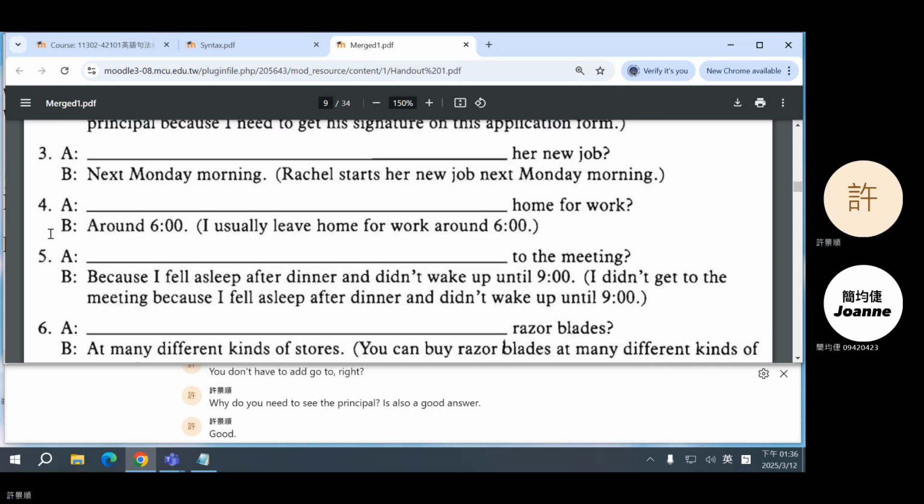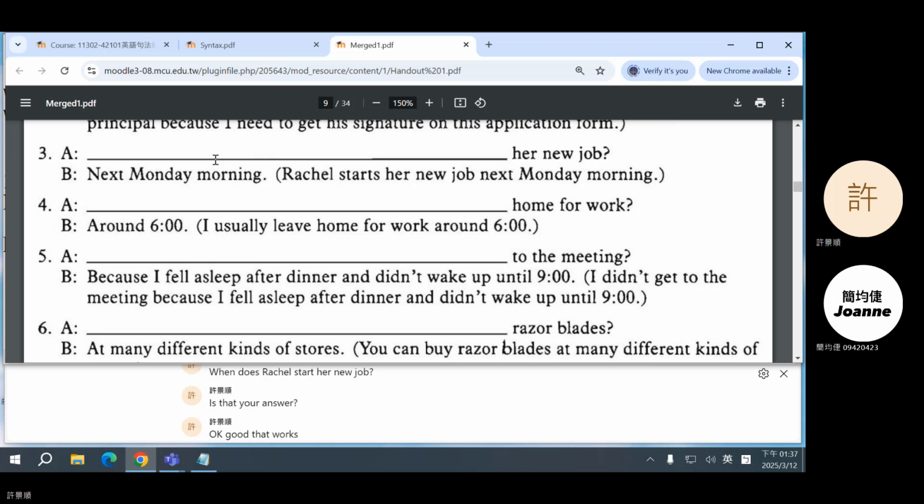Number 3, Yao Zehong. Question 3, please. When, what's the second word? When does Rachel start her new job? Is that your answer? Okay, good.